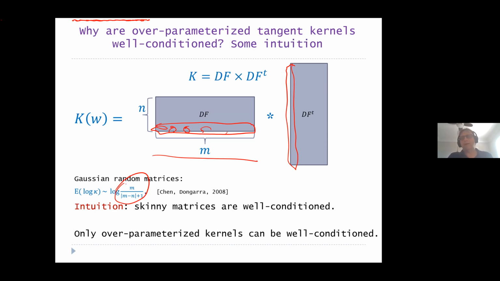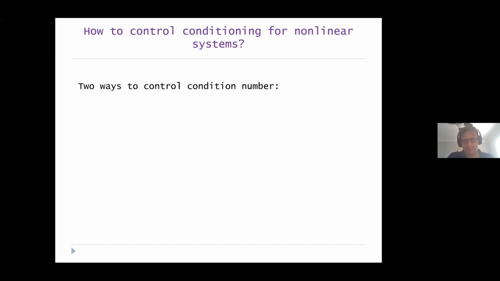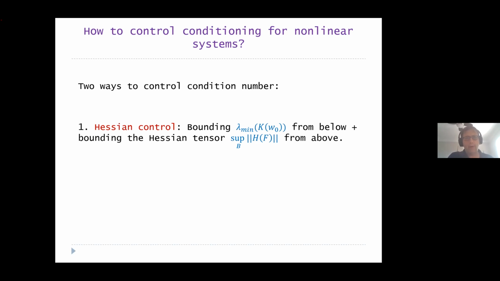Now, of course, you can say, okay, this is great intuition, but can we prove something about it specifically? And it turns out that for neural networks, we can, at least in some cases. There are a couple of different ways to control the condition number. One way initially looks very special, but actually turns out to be the case for many neural networks.